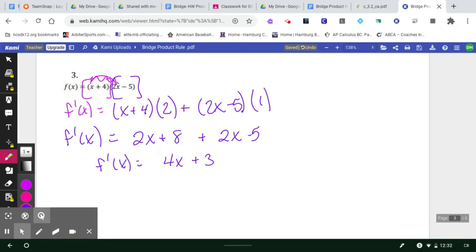So I checked myself. I do have a product rule. I have x's on both sides. So I did first derivative of the second plus second derivative of the first, distributed and cleaned up to get a derivative of 4x plus 3.